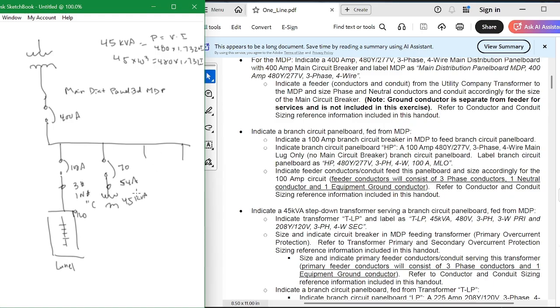Now, I wasn't sure about this, but I'm pretty sure that this guy's got to be rated at 1.25 of this. If you read your National Electrical Code, I think that's what this was sized at. So you get 1.25 times 54, you get 67. Well, you don't get a 67 amp breaker, so you got to go to a 70. So you size that accordingly.